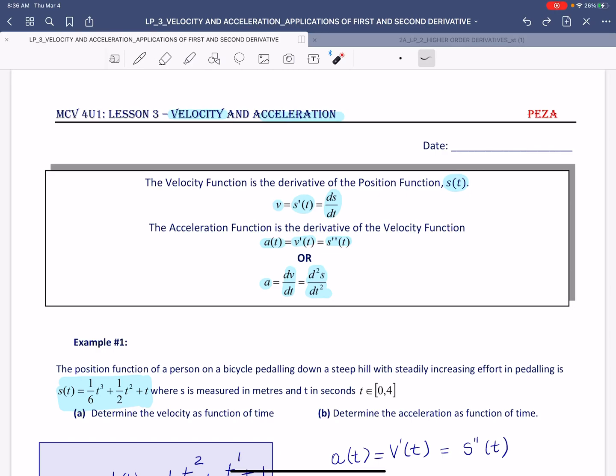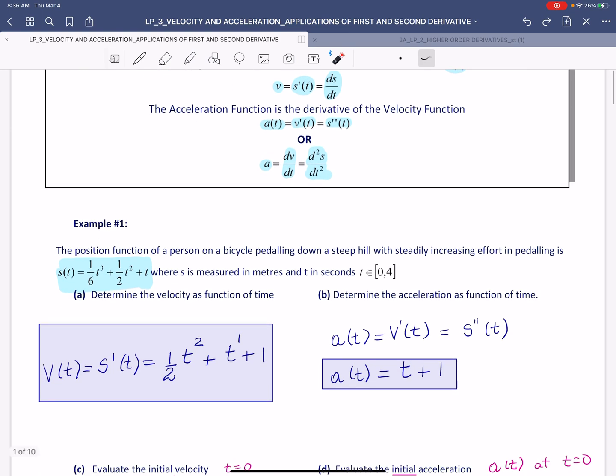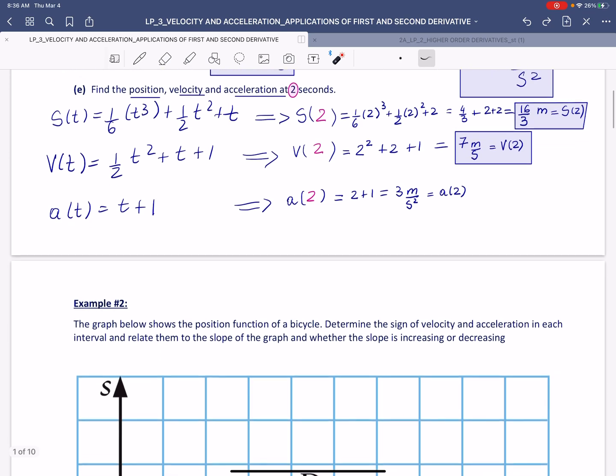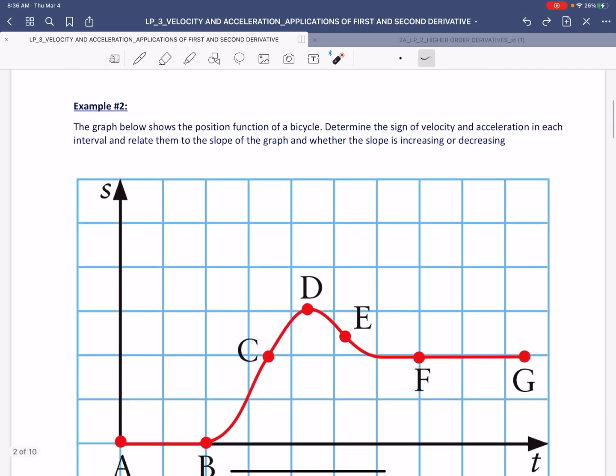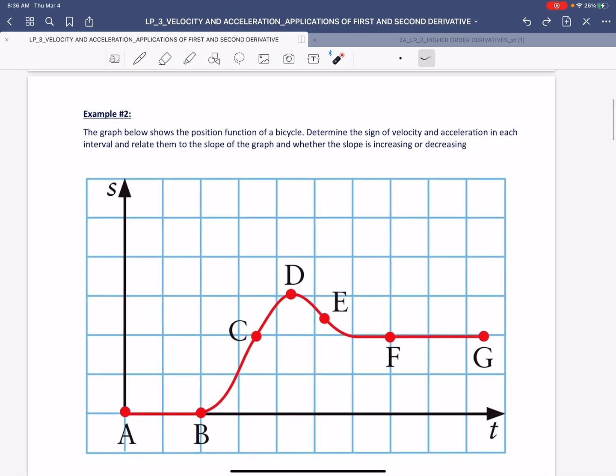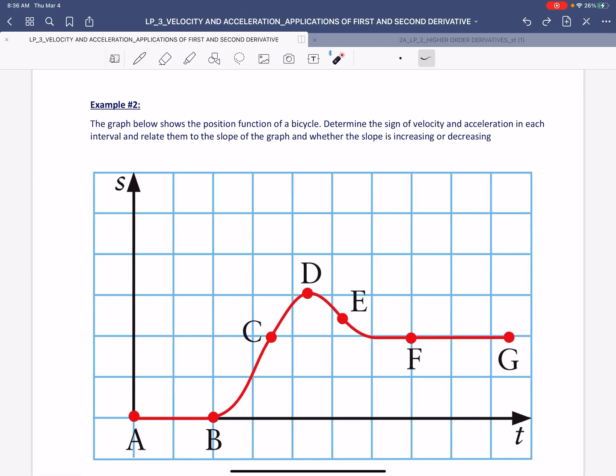Welcome back to the second part of velocity and acceleration lesson. So far we discussed the formulas for velocity as the first derivative of position and acceleration as the first derivative of velocity or second derivative of position. Now we are going to move on to analyzing the motion of an object based on the graph.